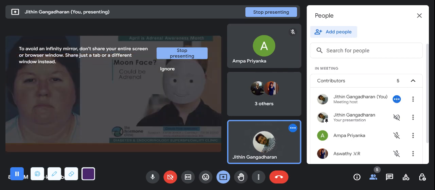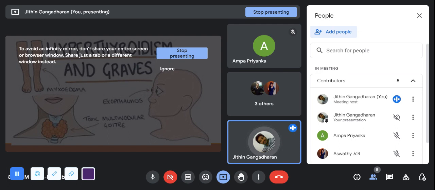Okay. Now you can see the moon phase. This is the moon face, which you can see in adrenal insufficiency. Kindly understand this. Now, in hyperthyroidism, there will be Graves' disease. What is Graves' disease? There is goiter. It is simply the goiter. It is due to the TSH problems.